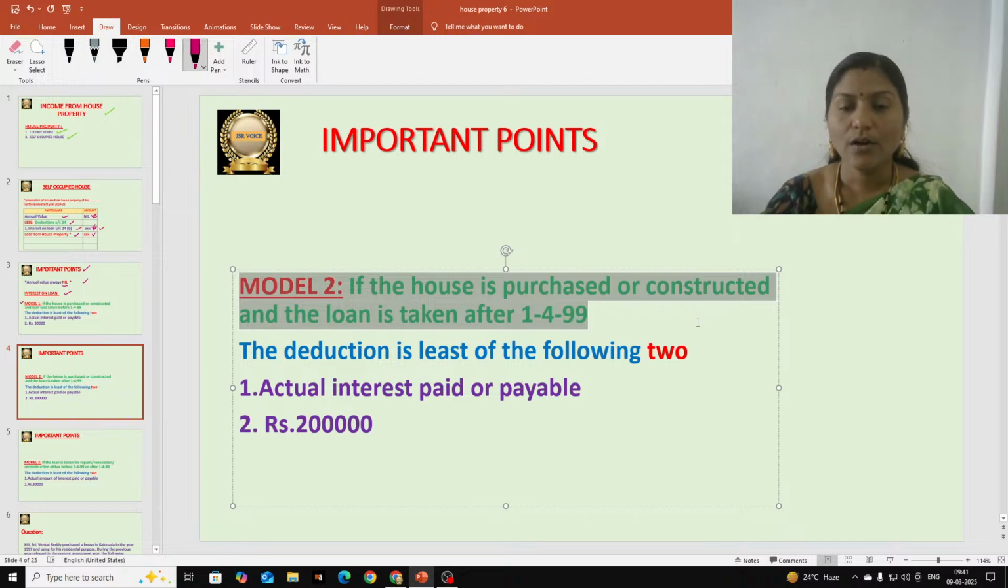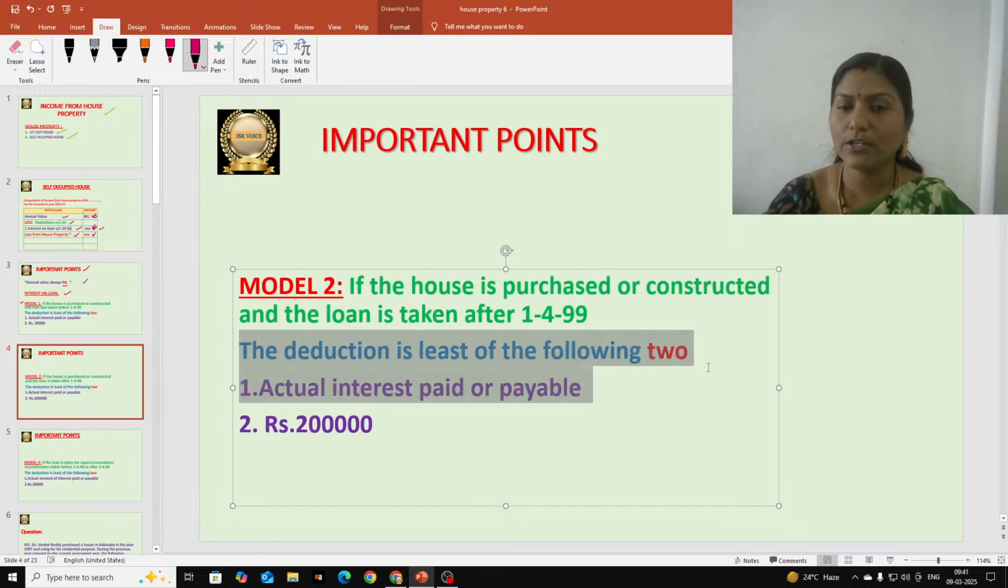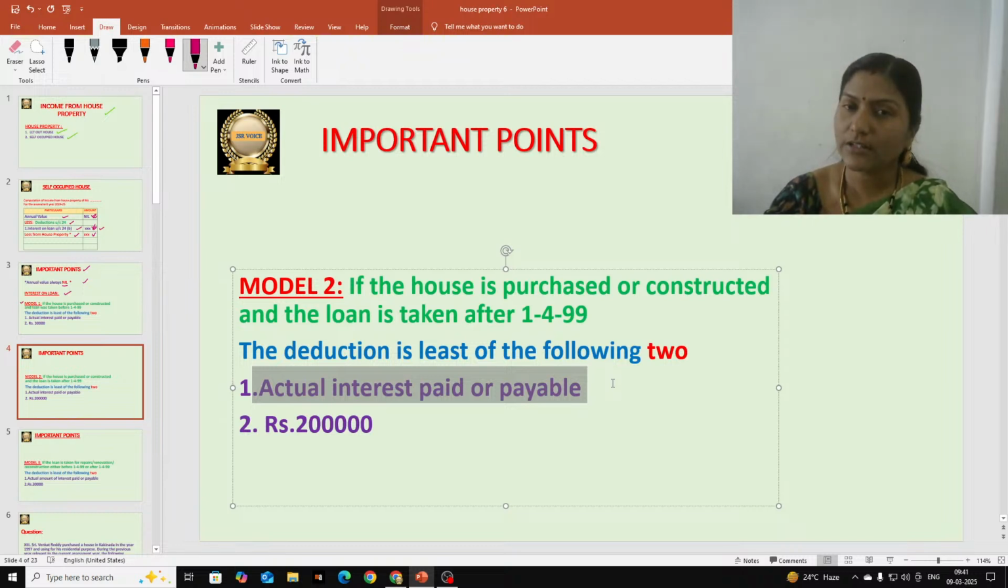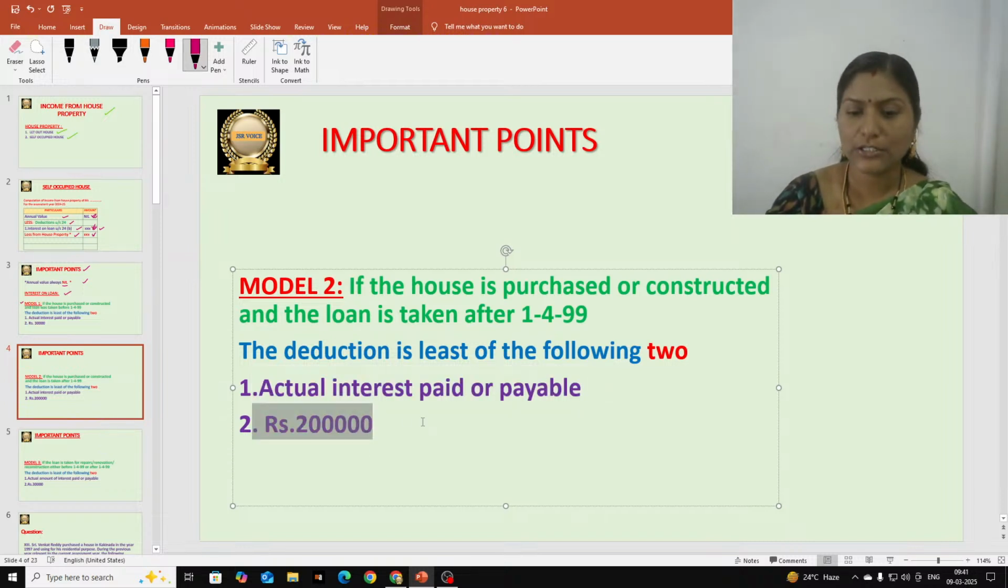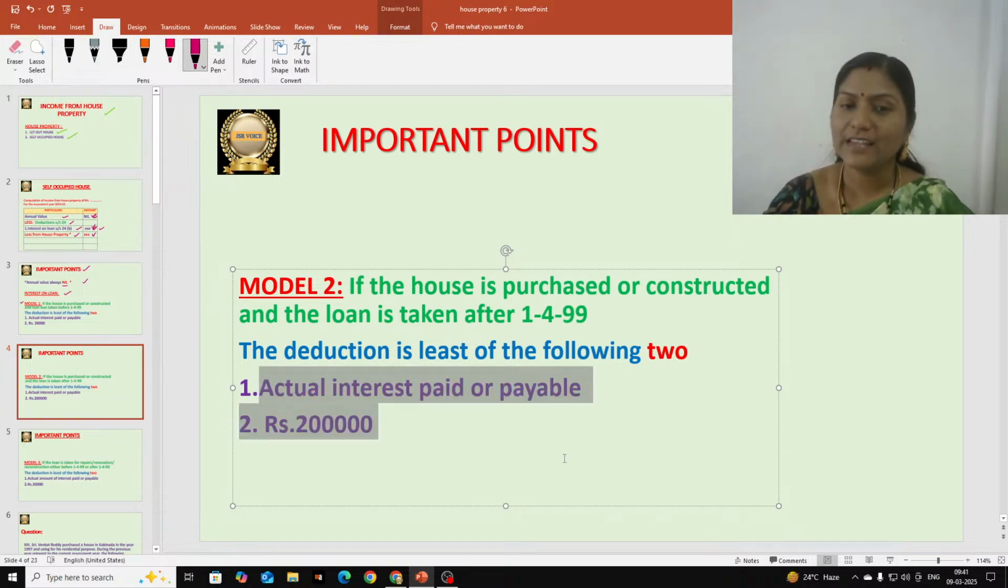Okay, so what is the deduction next? The deduction is the least of the following two. What are those two? First one is actual interest paid or payable. This will be available in the question, how much interest the assessee is paying, and that will be taken at this point. And the second one is 2 lakh rupees. This is the rule, we should take 2 lakhs only. So out of these two, whichever is the least will be selected as the deduction under section 24B. Hope this is clear for everyone.